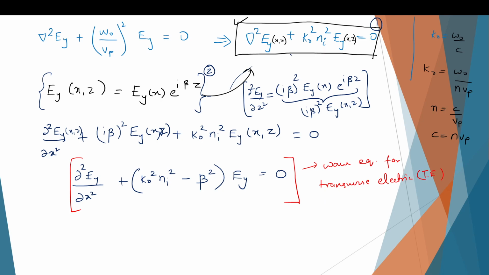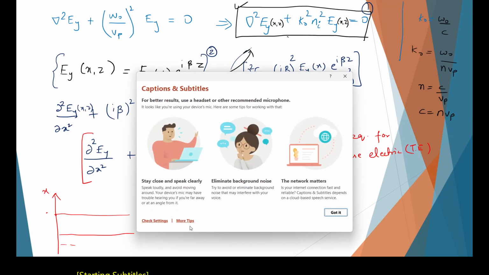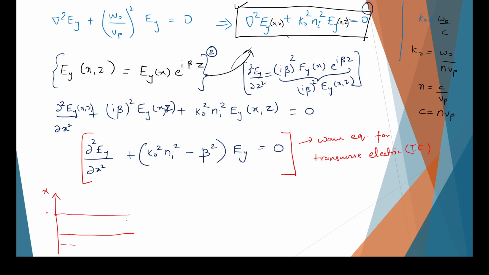Okay. So now we want to solve this for 3 different regions. I'll say x equal to 0. So this is the x-axis.